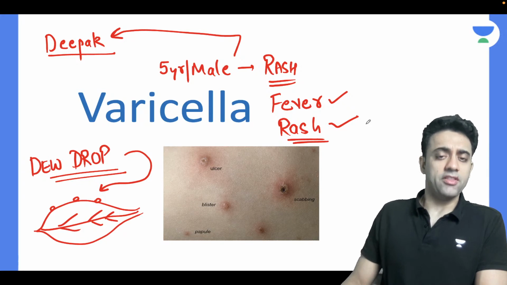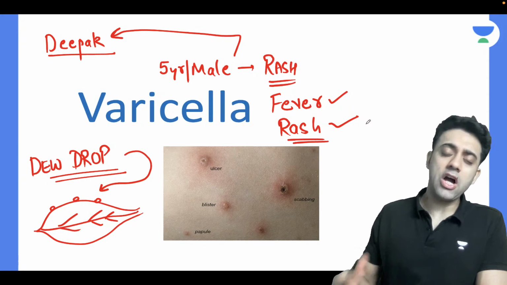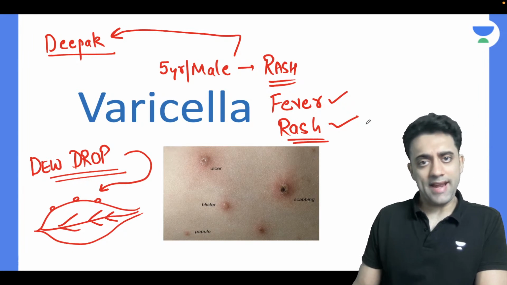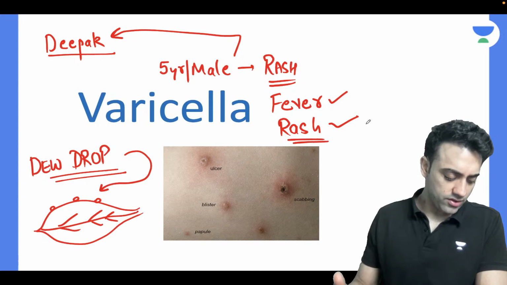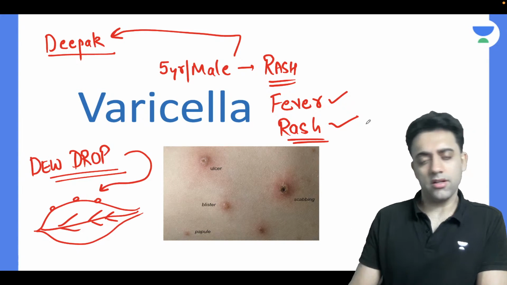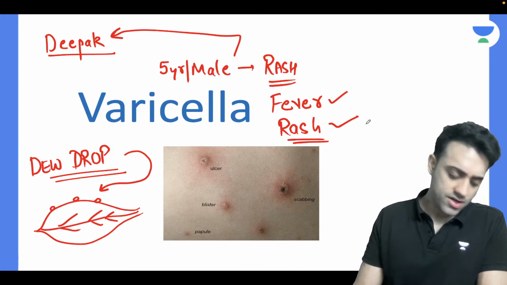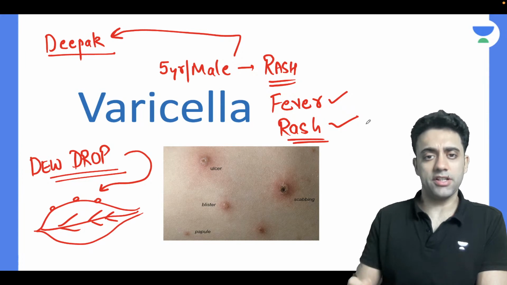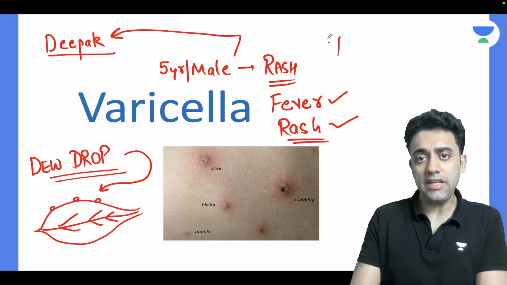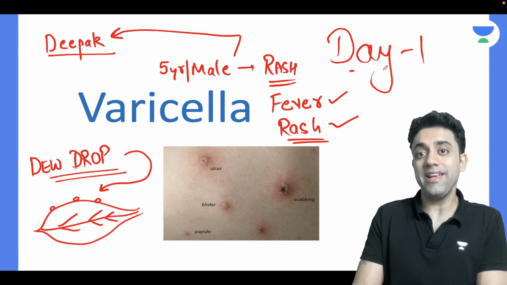So my first question is, after how many days of fever can the rash present in chickenpox? Like after fever with rash on day 4 or day 7 or day 10, when do you expect the rash to be there? Let's go one by one and finish this whole thing. So most importantly, in chickenpox the patient will have a fever with rash on day 1.